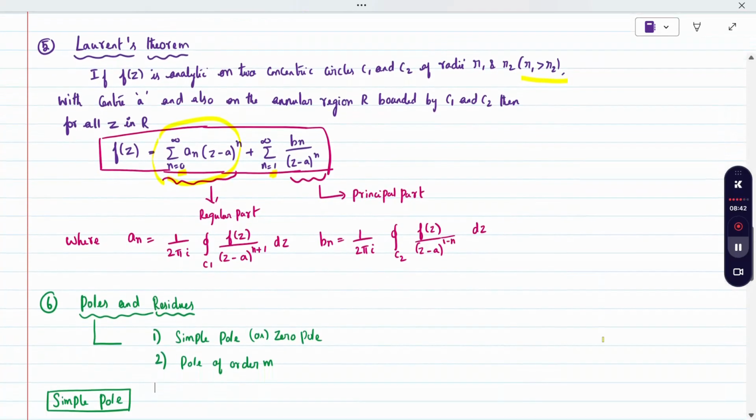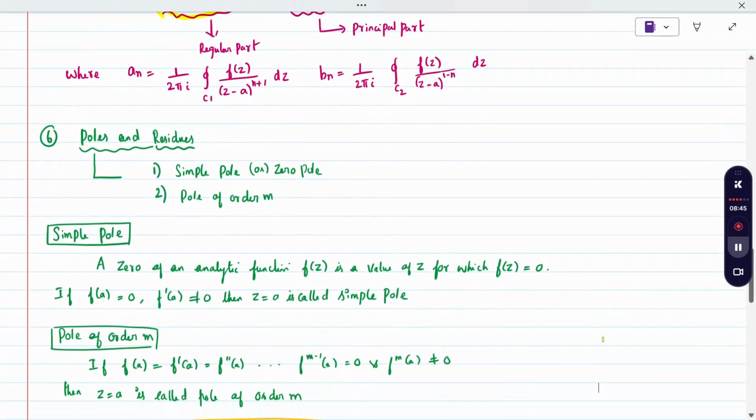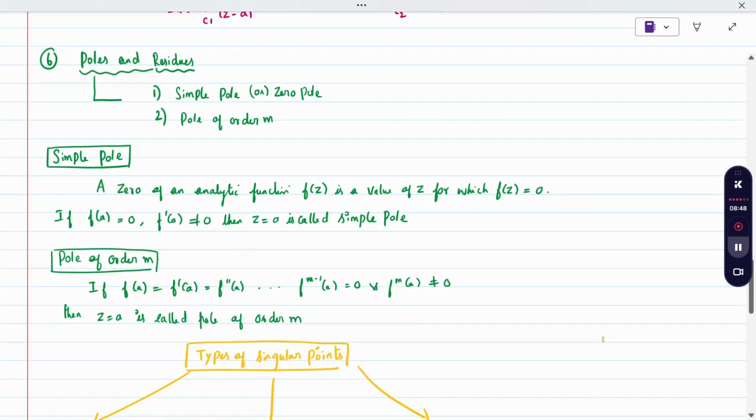The sixth formula is poles and residues. What do we mean by poles? There are only two types of poles: simple pole and poles of order m or n. Different books use different notation, m or n. Suppose my f of z has a term like z square divided by z minus a the whole square. What is this power? 2 means order 2. If the power is 1, it is called a simple pole.